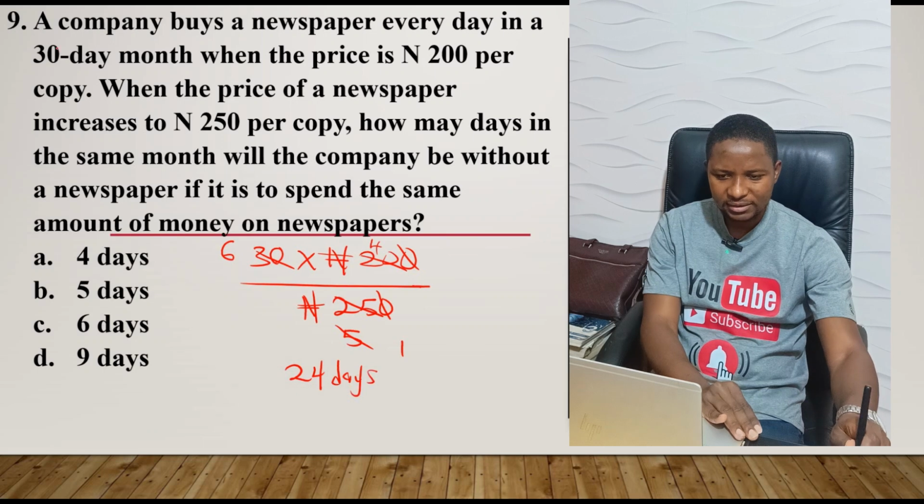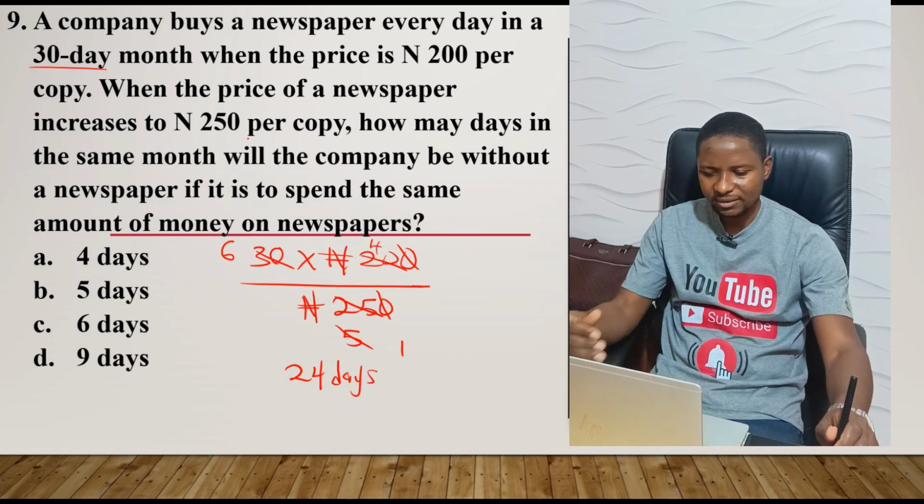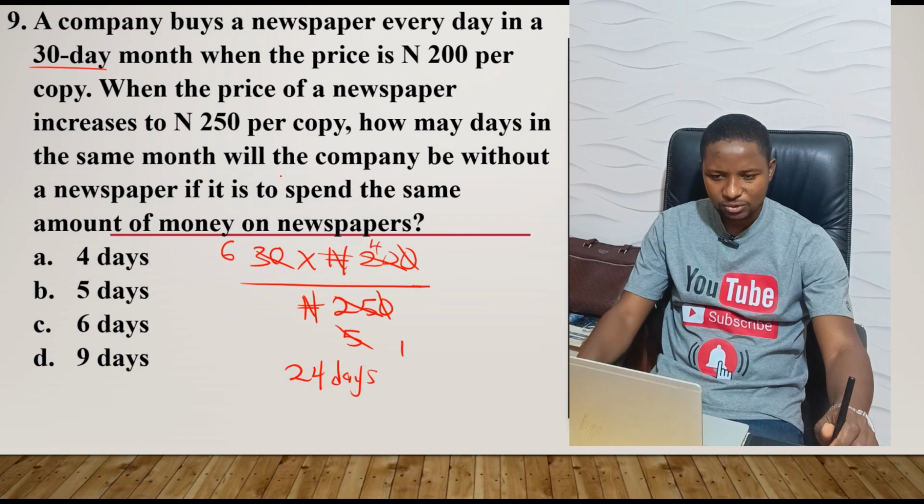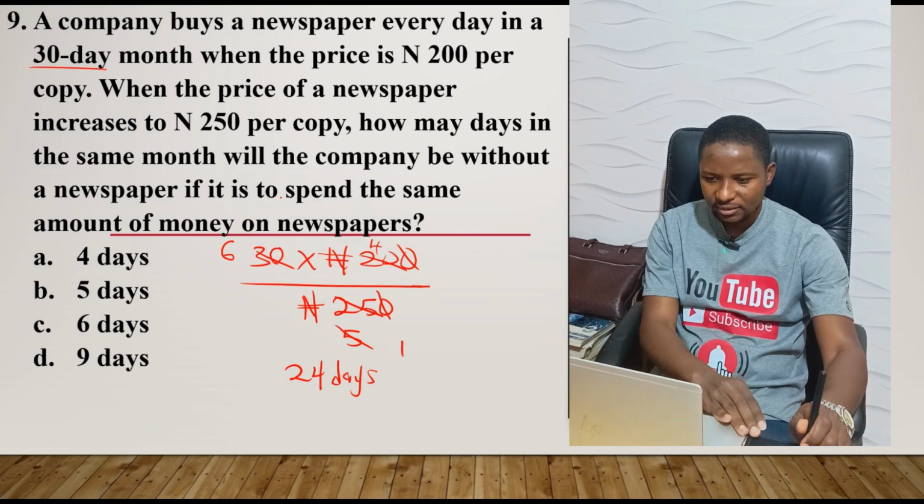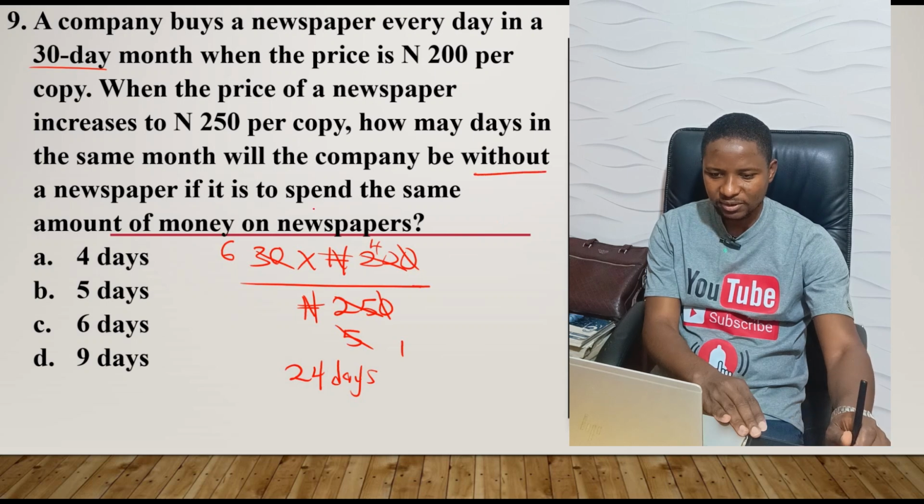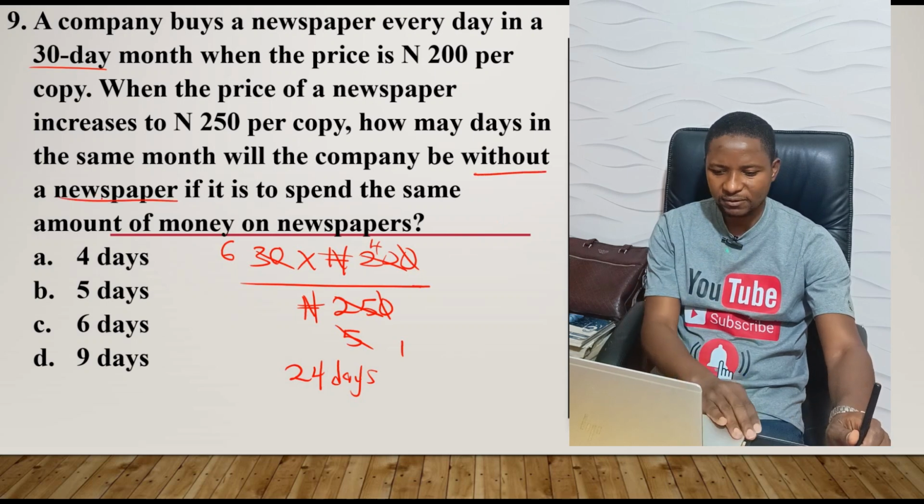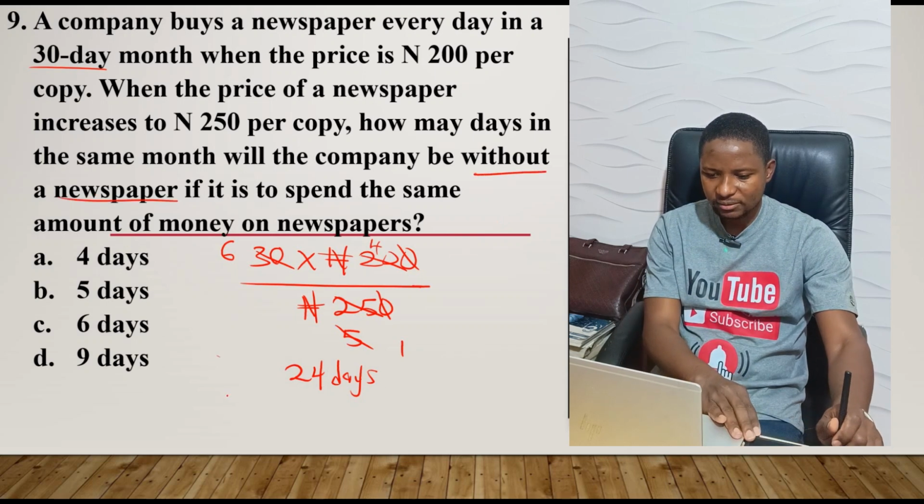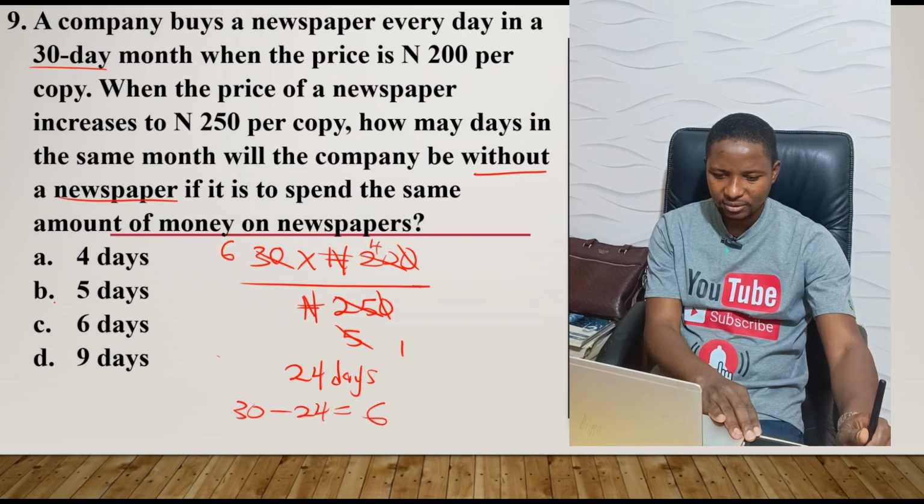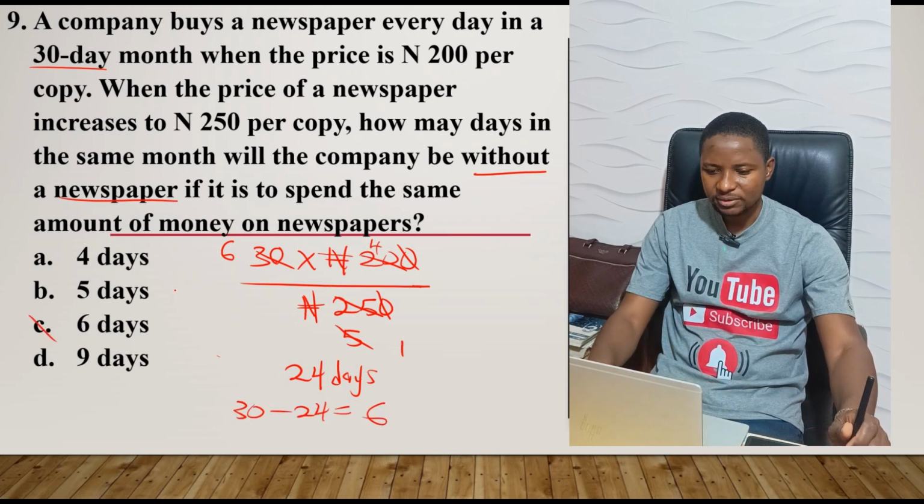And before, look at it, the newspaper could last them for 30 days when the price was 200 naira. So the question is, how many days will the company be without a newspaper? So 30 minus 24, that will be your answer. 30 minus 24, so you have what? 6 days. So 6 days they will be without paper. Moving on to question 10.